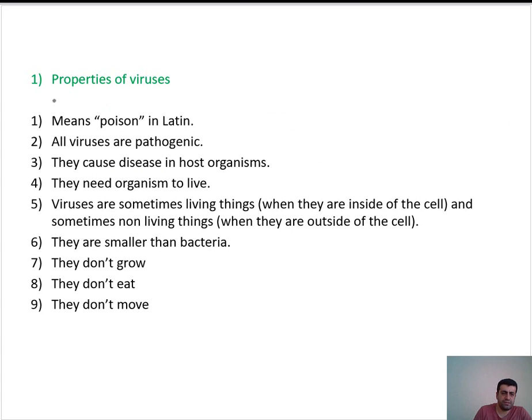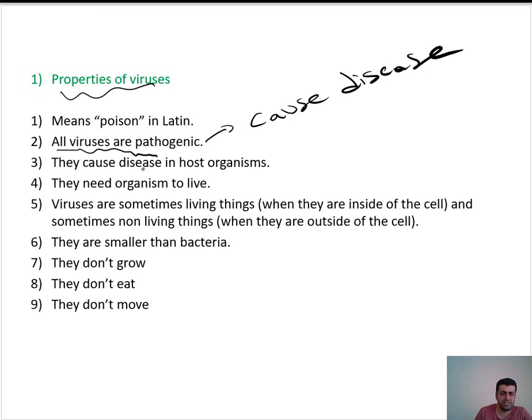Properties of viruses, as you see here. Virus means poison in the Latin language. All viruses are pathogenic. Pathogenic means they cause diseases. They cause diseases in the host organism. Remember, viruses destroy their host. They need an organism to stay alive.